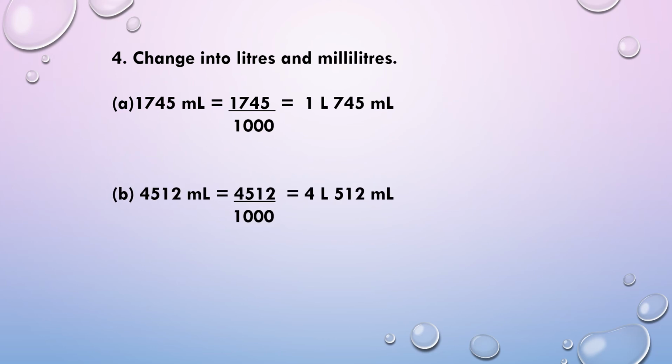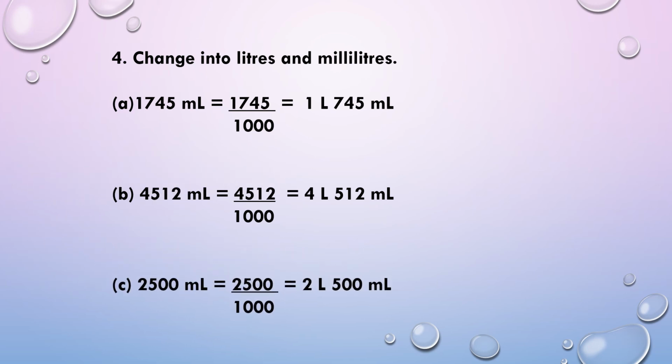4512 milliliters. Divide by 1000. Count the digits given on the numerator, that is 3, as the number of zeros is 3 in the denominator. So 512 will be milliliters and 4 will be your liters. And if you divide, 1000 fours are 4000. Now 4000 you subtract from 4512. So your remainder will be 512 and the quotient is 4. So 4 will be liters and 512 will be milliliters.